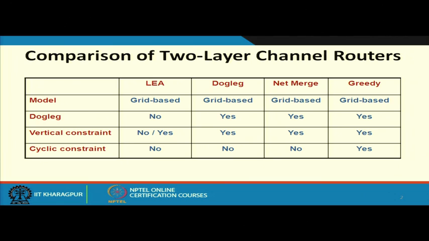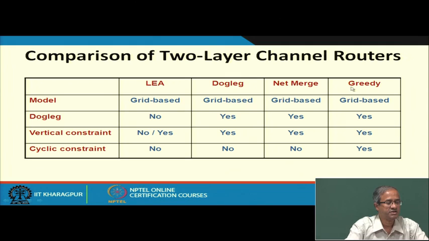Okay. So, first let us compare the channel routers that we have already seen. We have the left edge algorithm, the extension with dog legs, the Yoshimura-Kuh net merge, and the last one that we discussed, the greedy algorithm. These are all grid based models. The basic LEA does not support dog legs, but the others support them. Vertical constraints, the basic LEA did not support, but the extended LEA supports, and the others as well. Cyclic constraints, only the greedy algorithm supports.